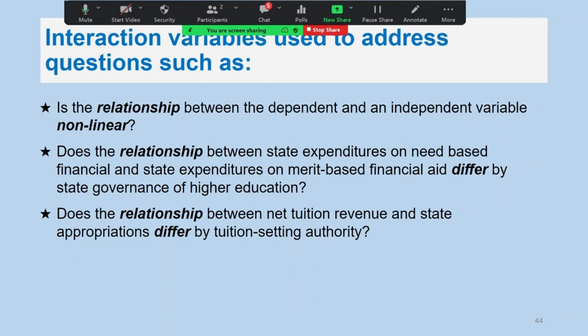Other states, it's the legislature you have to go to get the approval to set your tuition. So you may want to look at the relationship between, say, net tuition revenue and state appropriations, and how it differs by tuition setting authority. Well, you get at that by creating this interaction variable, say between tuition setting authority, which is a categorical variable, and net tuition revenue or state appropriations, which is a continuous variable. Does everyone follow that here?